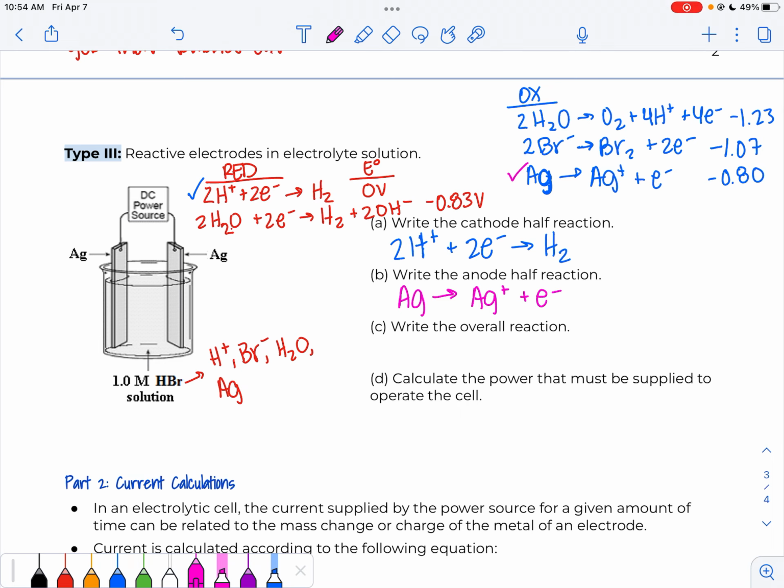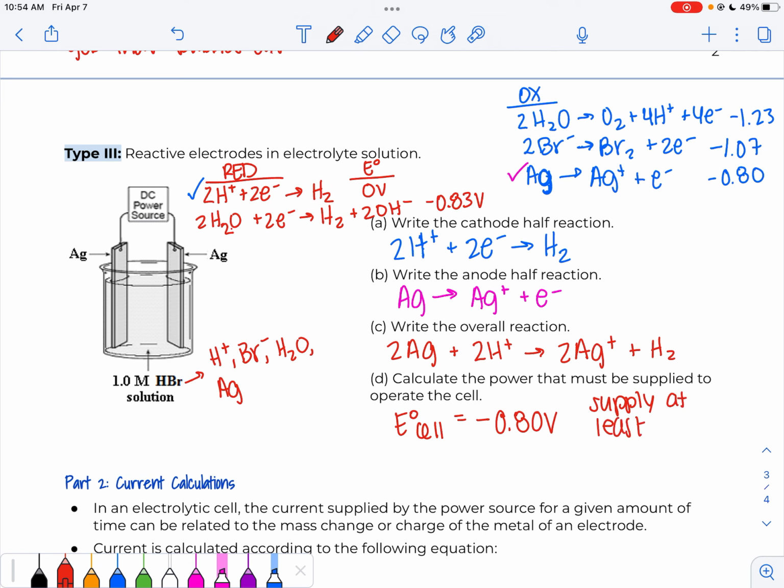All right, so sum these to write the overall reaction. Our oxidation at the anode only has one electron, so I'd have to double that before I sum them. And when I do that, I end up with 2Ag plus 2H plus. My electrons cancel out, and I yield 2Ag plus and H2 gas. All right, so how much power do I need to supply to make this work? Sum my E naught values, and I end up with E cell equal to negative 0.80 volts. So we need to supply at least 0.80 volts to the cell.